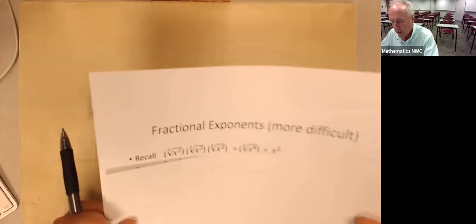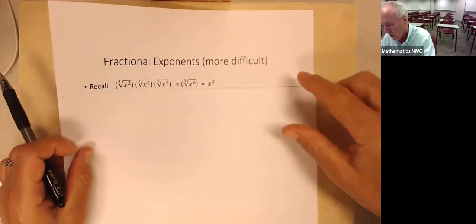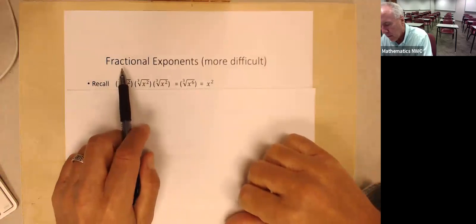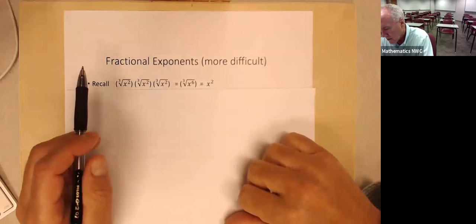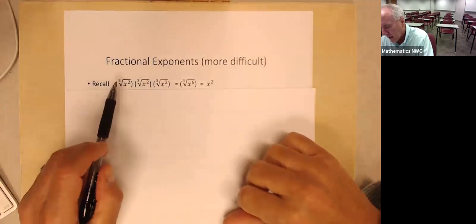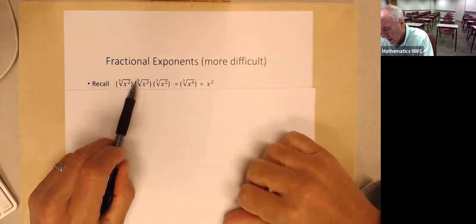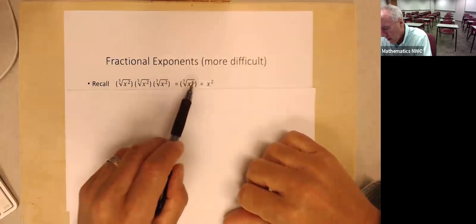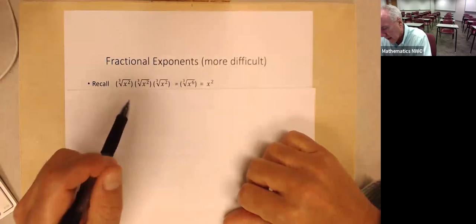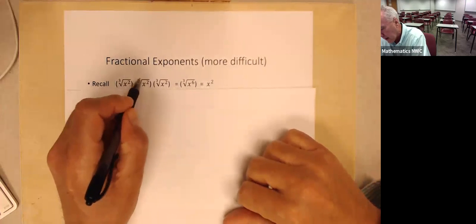So far, not too bad in terms of difficulty. Here's where we get quite a bit tougher now. We're going to be looking at fractional exponents. Okay? Well, notice if I take the cube root of x squared times the cube root of x squared times the cube root of x squared, we get the cube root of x to the 6th. That's because we were multiplying here.